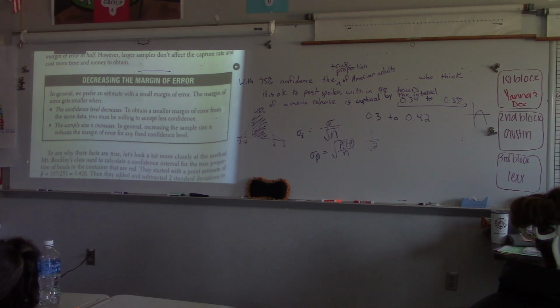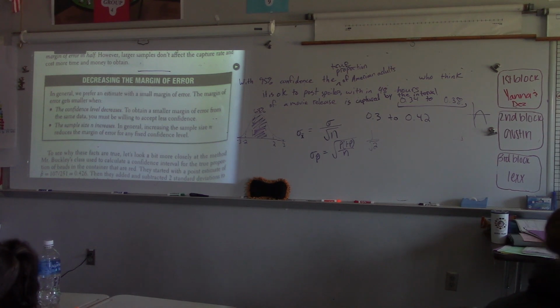So the last question is this. Does margin of error account for bias? No. Why not? Because if it's biased, it'll repeatedly miss the mark. It's going to miss the parameter.